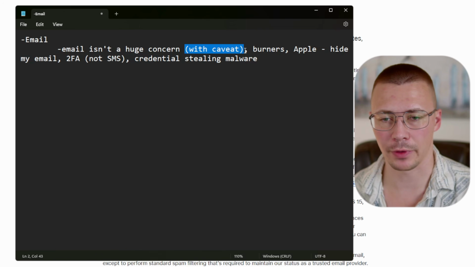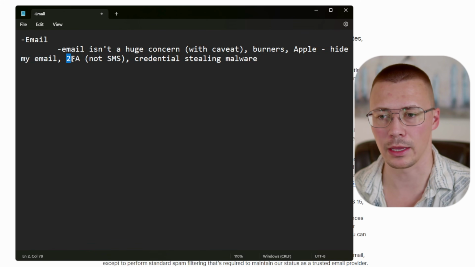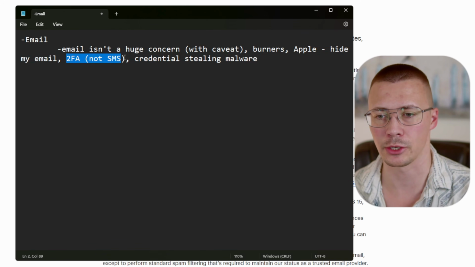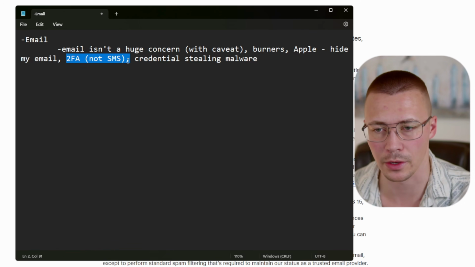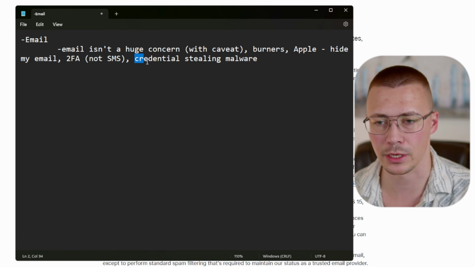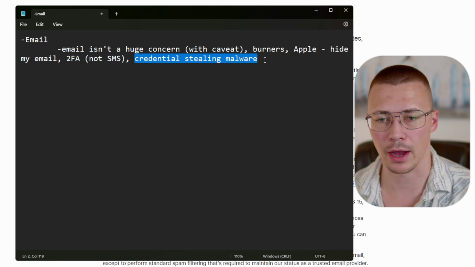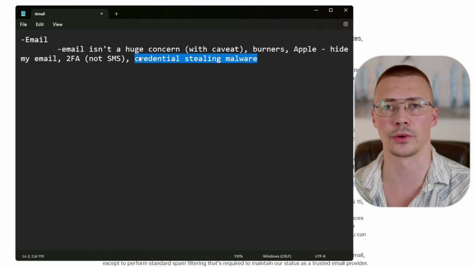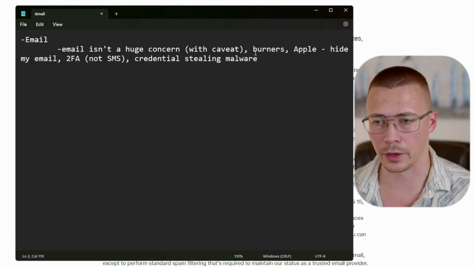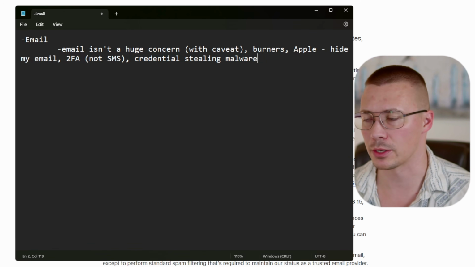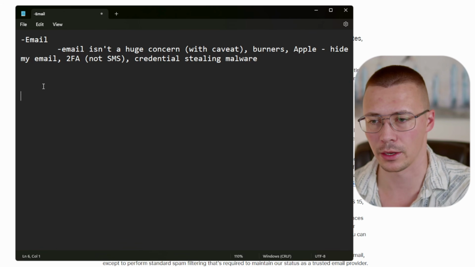Now, I said with a caveat, what's important here is that you're using two-factor authentication, but you're not using SMS. I'm going to cover two-factor authentication pretty soon when I dive into the phone side of things. The other thing you have to be careful of is not to do anything that could get credential-stealing malware installed on your computer. So don't open random attachments that people send you. Don't click on random weird download links, anything like that.